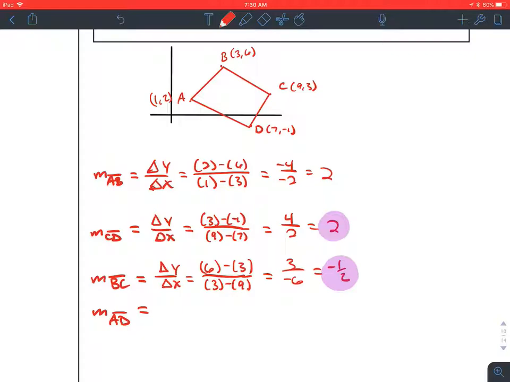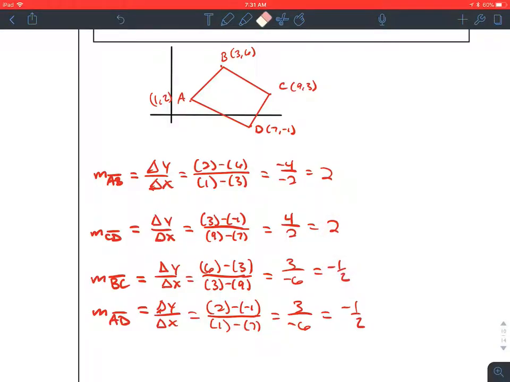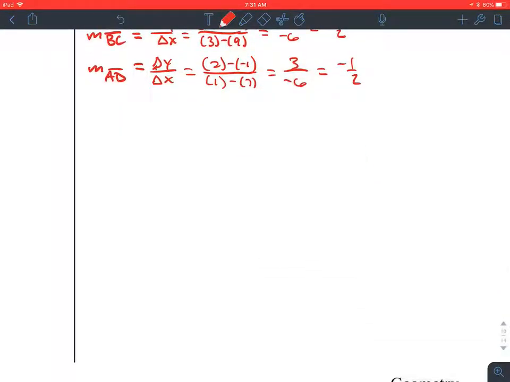If the slope of AD is also negative 1/2, then this is for sure a rectangle. AD, the y values are 2 and negative 1. The x values are 1 and 7. 2 minus a negative 1 is like 2 plus 1, which is 3. 1 minus 7 is negative 6. That reduces to negative 1/2. Opposite sides have the same slope, so they're parallel. Adjacent sides or consecutive sides are negative reciprocals, so they're perpendicular.